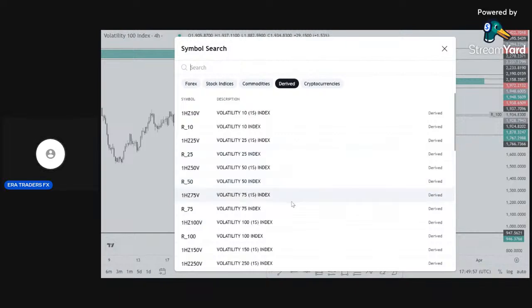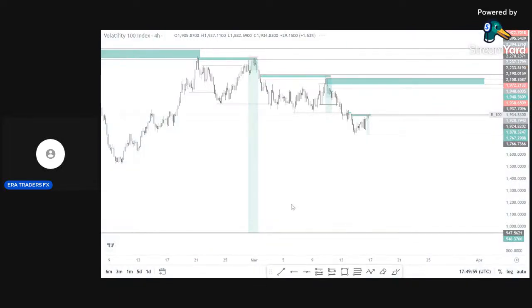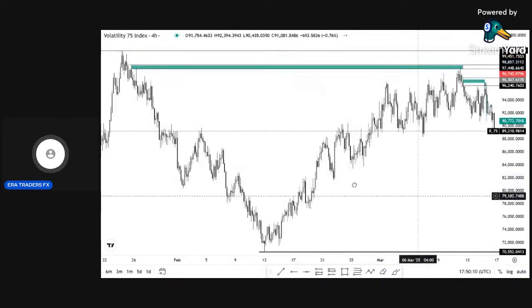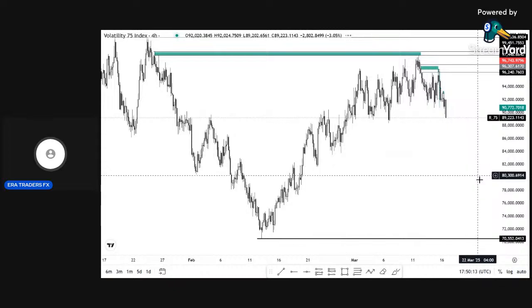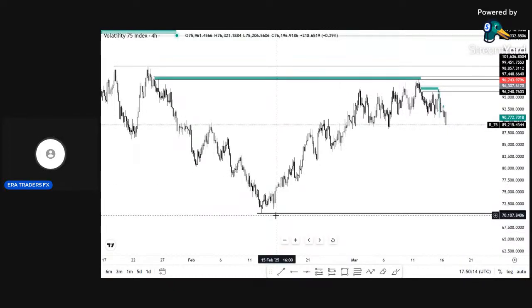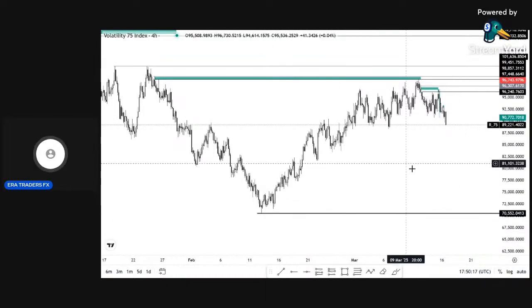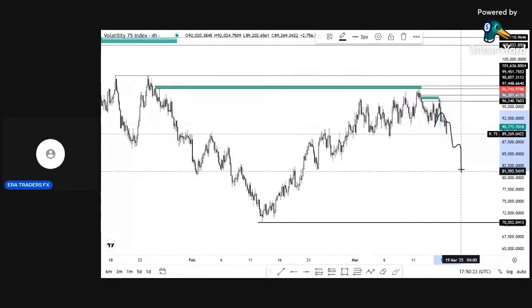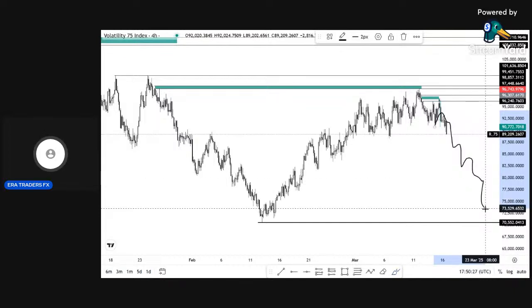So let's look at V75. Basically, we're looking for sales until it gets to this 7552. So look for sales for V75. In fact, I think I missed a sell setup.